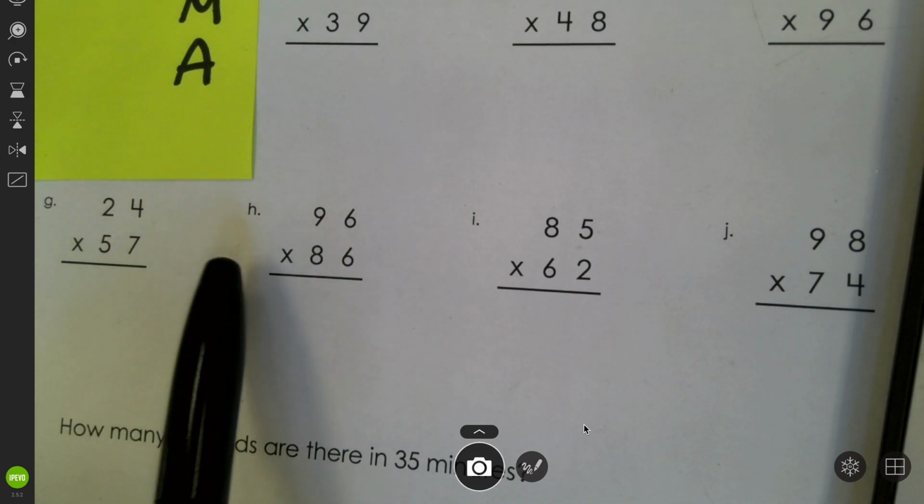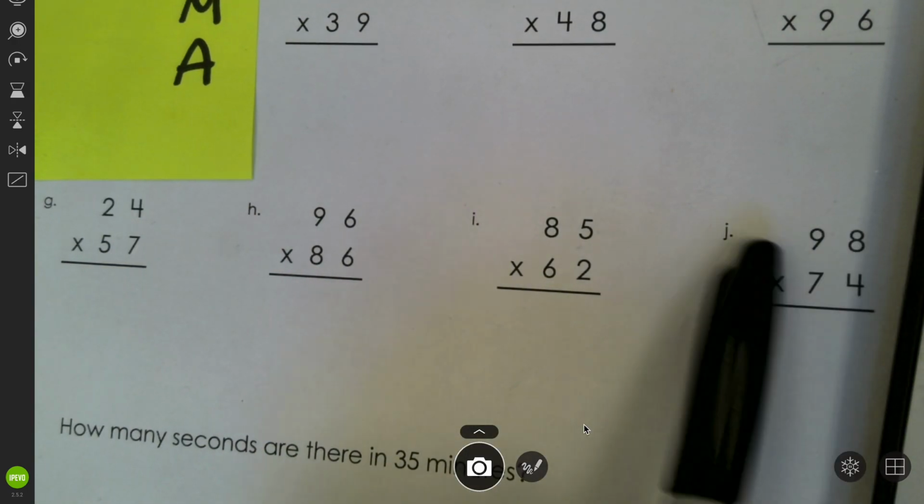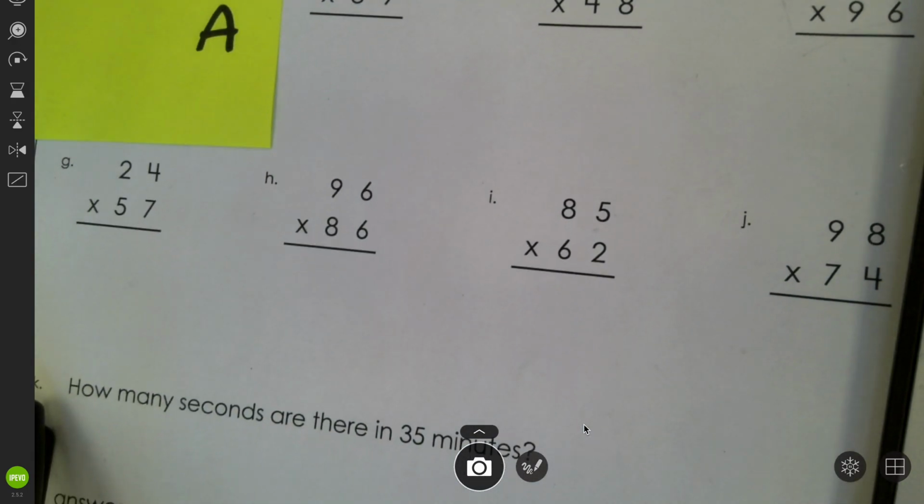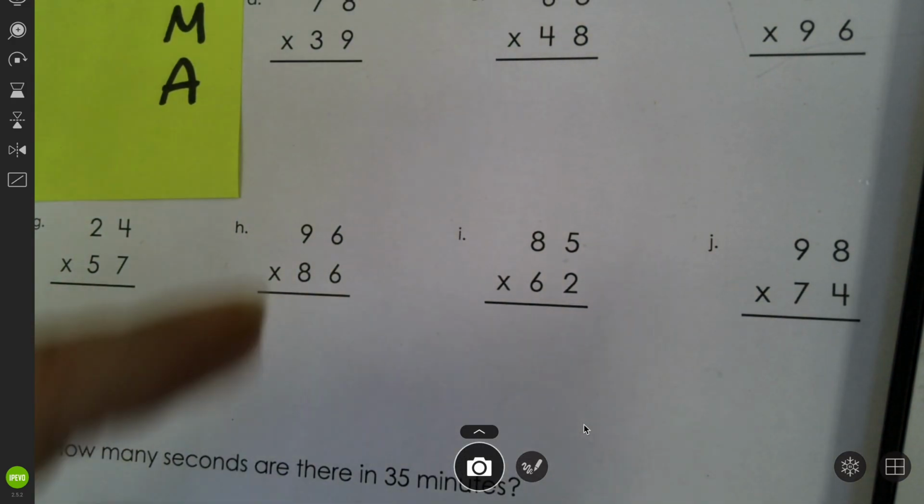And then we'll do G, H, I, J. You'll do that for homework on your own. And K. I'll get you started with the word problem. But we're going to switch it up a little bit.